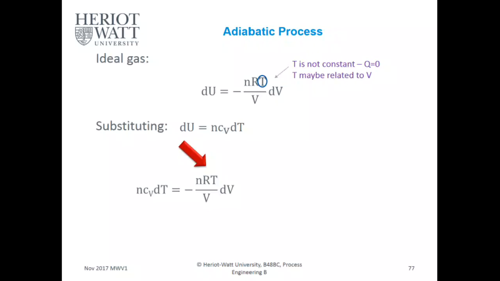And if you substitute dU equals n Cv dT into your previous equation, so your dU equals negative nRT over V dV, you can balance that equation. So for constant volume, that's one side of your equation, where your volume doesn't change. And remember, volume and temperature change at the same time, so you need to cover both. So n Cv dT equals minus nRT over V dV, with respect to change in volume on the other side of the equation.